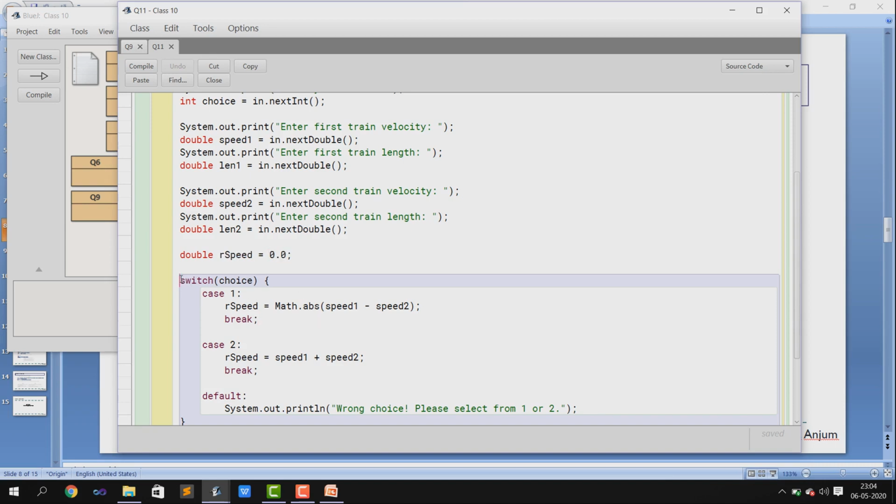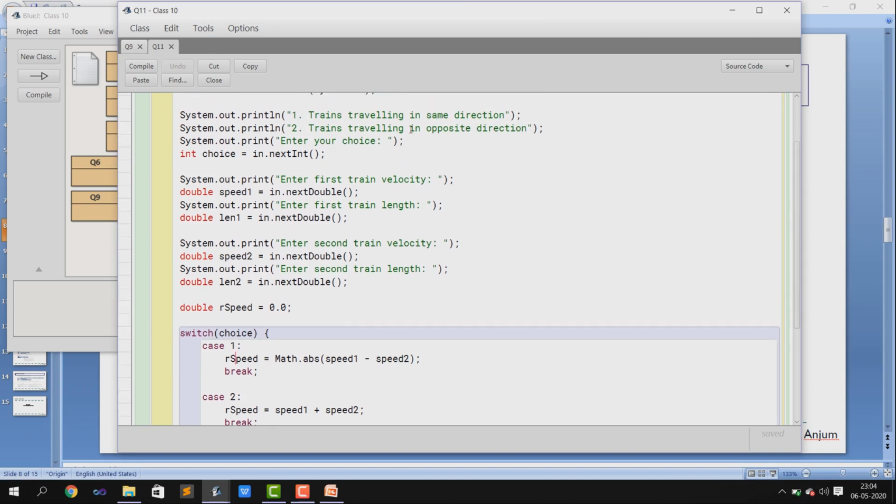Now using this switch case, case number one, when your trains were traveling in the same direction. You might have studied in physics that when trains are traveling in the same direction, then for finding the relative speed you have to subtract them. The difference will be the relative speed. So in case 1, rspeed equals Math.abs(speed1 - speed2). We have used Math.abs. Why? Because we don't know whether speed 1 will be greater or speed 2 will be greater.